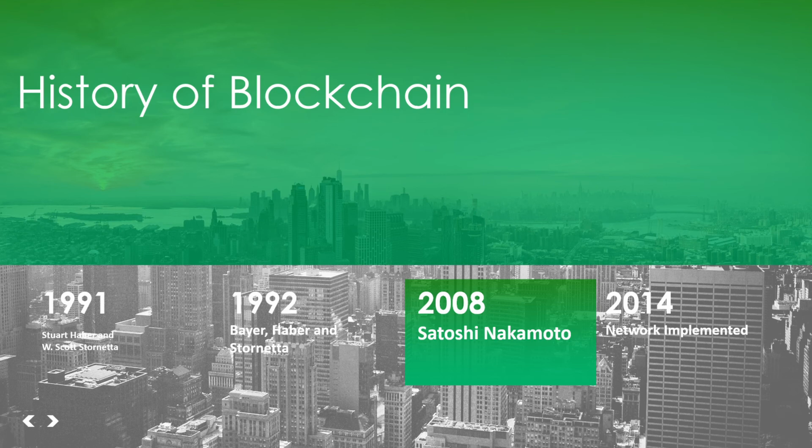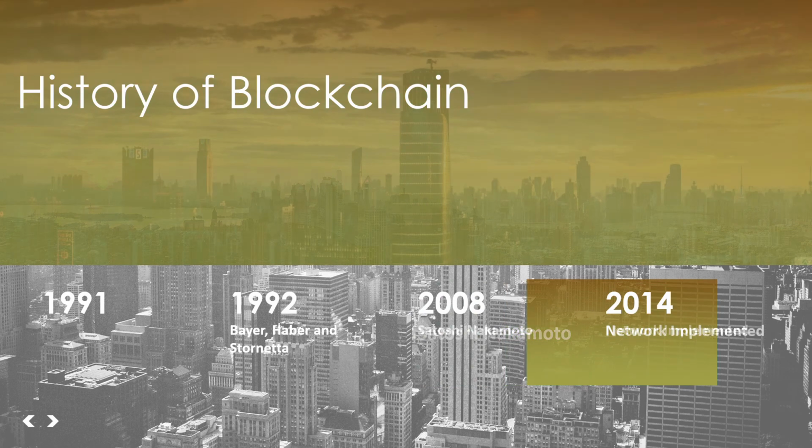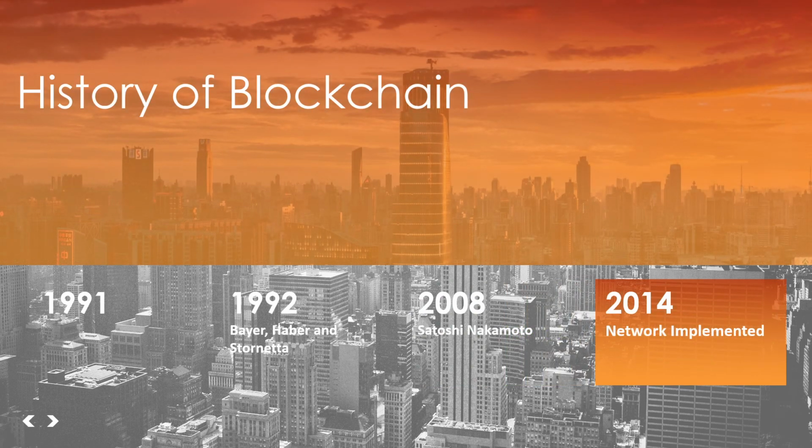Now, who is Satoshi Nakamoto? It's still not revealed who Satoshi Nakamoto is. It may be a person, it may be a group, he may still be alive or maybe dead. No one knows. The paper was published in 2008, but it took a few years to implement. In 2014, the first implementation of blockchain was done, and after that it became really famous.